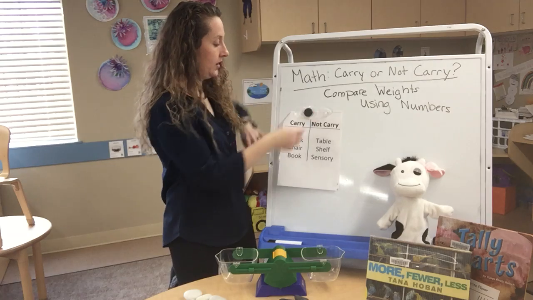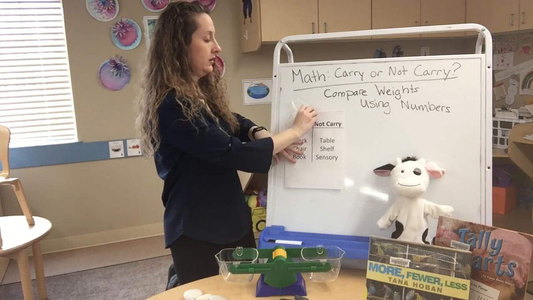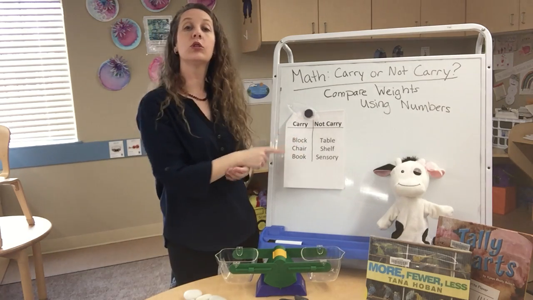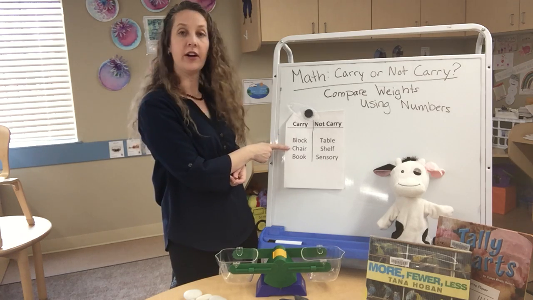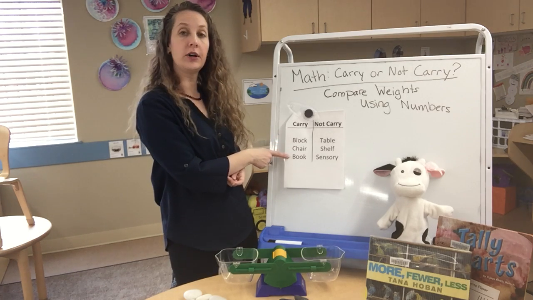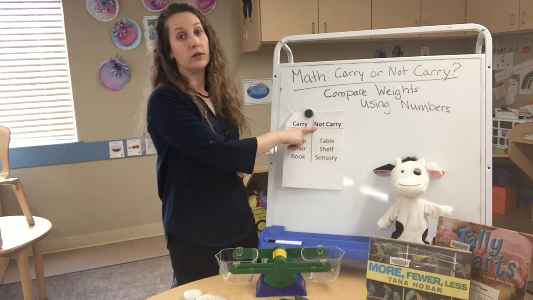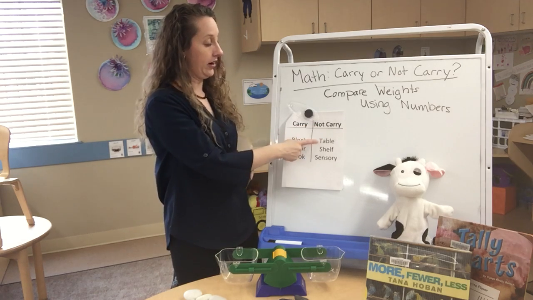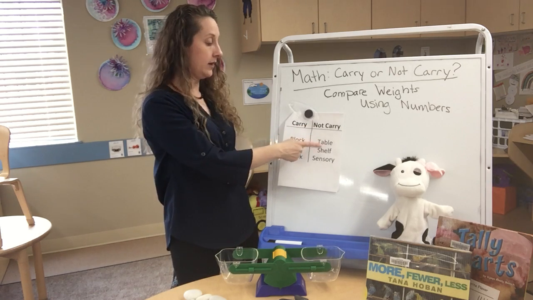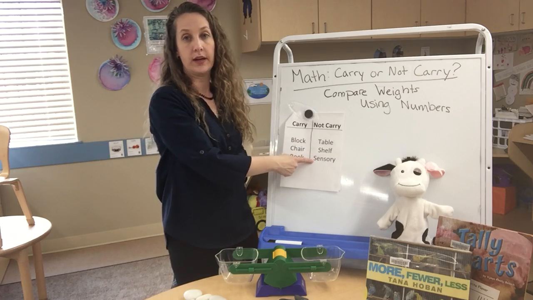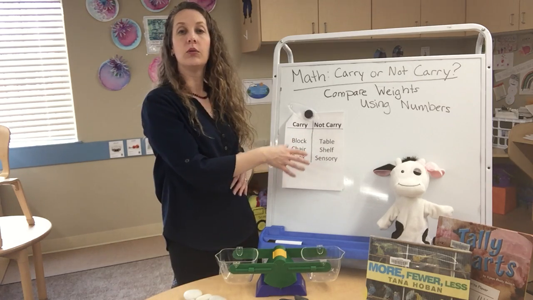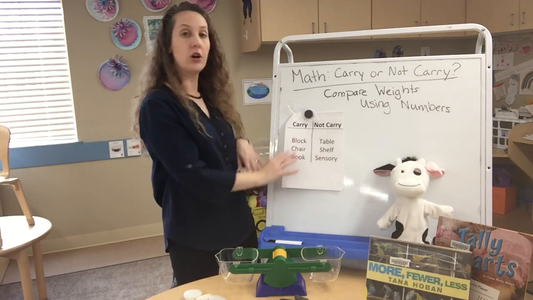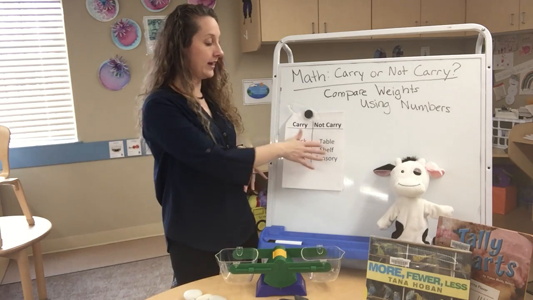All right? So you went around your house and picked up or looked at. So what can you carry? You can carry a block, you can carry a chair, and you can carry a book. What you can't carry, so not to carry. In my classroom, I have a table, a shelf, and a sensory bin. Maybe you did a refrigerator or a dishwasher or a bed. So we should all have different things that we can carry and what we can't carry.